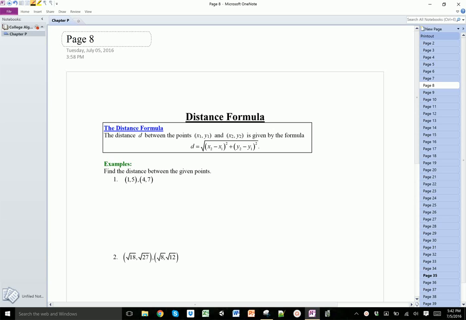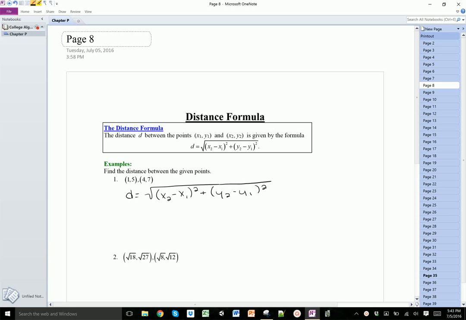Now, when you're given 2 points, it doesn't matter which one you consider point 1 and which one you consider point 2. The thing that matters is if you put the 1 first here, then the 5 that comes along with it needs to be first in the second set of parentheses. So, the distance formula is the square root of x2 minus x1 squared plus y2 minus y1 squared.